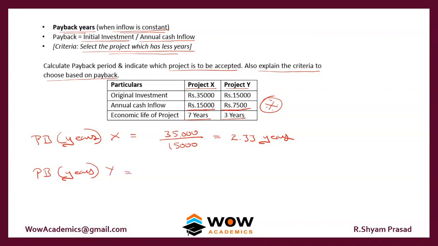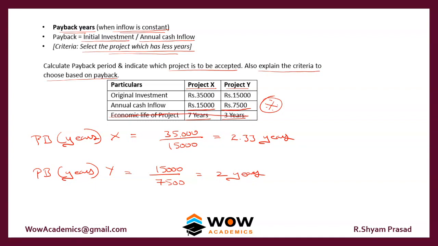And for project Y, we'll look at the answer. It comes to 15,000 divided by 7,500. So the answer comes to 2 years. So which one you have to select? You don't need to look at the economic life of the asset. That is not at all required.